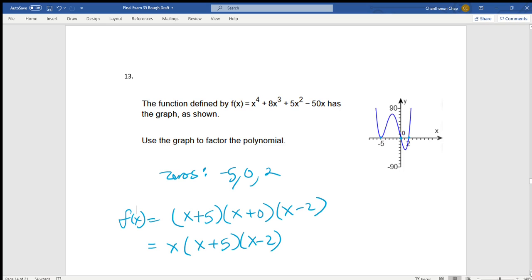Now let's look at negative 5. This has to have an even multiplicity because we're going to bounce off the x-axis. So the power must be even. So we need a square term here. For the 0 and for the 2, it shoots right through it, so the power should be odd. Now let's double check to make sure our exponent is a 4 when we multiply all this out. If I multiply x times this x squared here times x, I do get x to the 4th. So this is our function.